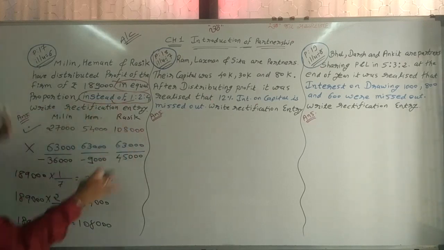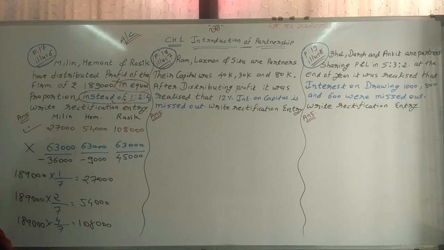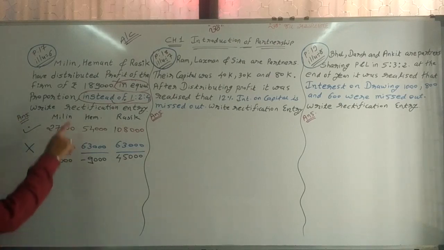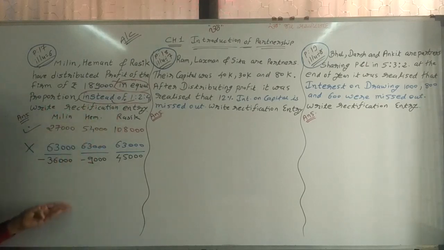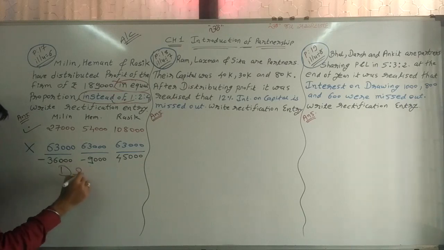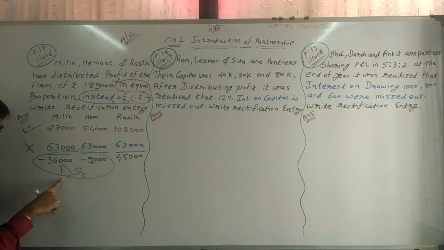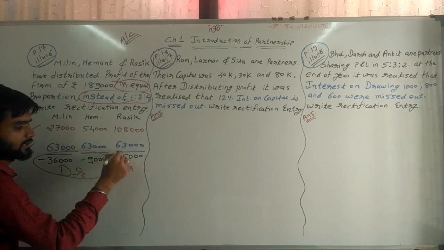Now sir, this is the calculation. This is not an answer. So sir, what is the answer actually? What we need to do? Sir, we need to find and we need to write rectification entry. So write journal entry for this. Now what is the journal entry for this? So minus means debit. Minus means debit. Plus means credit.